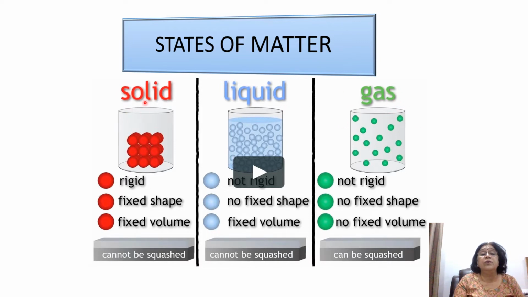So this solid, when you heat it, converts to liquid, and the liquid, when you heat it further, converts to the gaseous state. This gaseous state, if you condense it, changes to the liquid state, and the liquid state, if you freeze it, changes to the solid state. So on increasing temperature, solid changes to liquid, liquid changes to gas. On decreasing temperature, gas changes to liquid, liquid changes to solid. So these are some of the properties of the different states of matter.